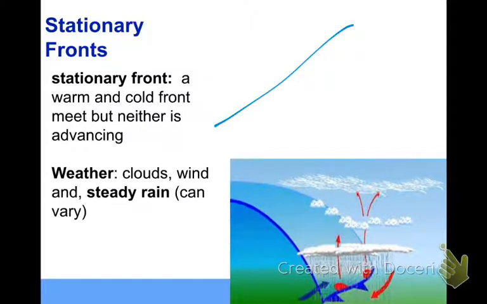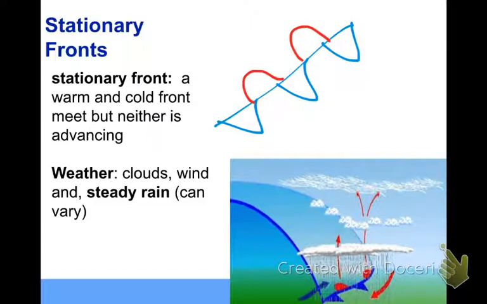So the stationary front is going to show cold air moving in one direction, and then it's going to have the warm front symbol going out the other direction. So this is your stationary front symbol that you will need to draw. So just like your fingers were interlaced, the stationary front is interlaced.